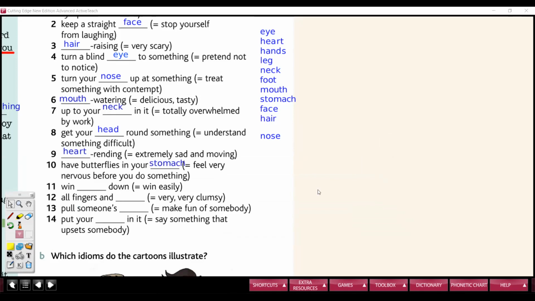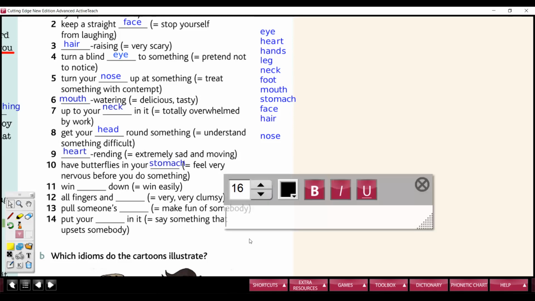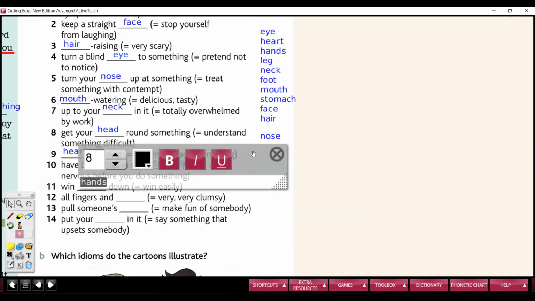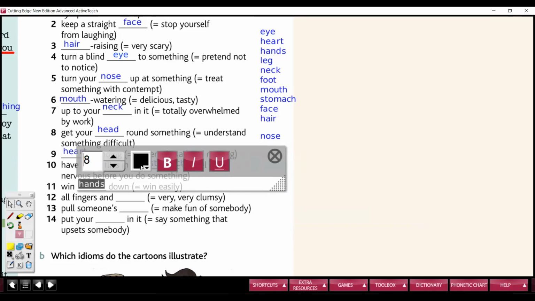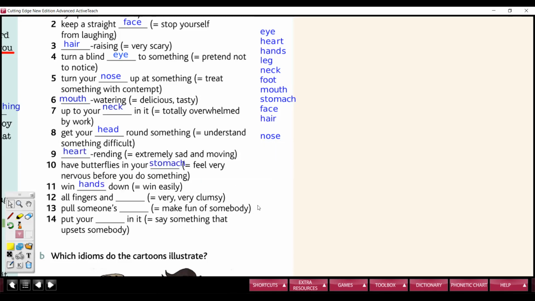Win. Okay, let me give you an example. Think about the parts of your body that help you do things physically. Legs, hands. Well, the legs, of course, help you move, and that's a lot of things. But in this case, hands. It means that you win, but with a very good result, and very easily. Like, for example, if you are playing soccer and you won against the other team 5-0.